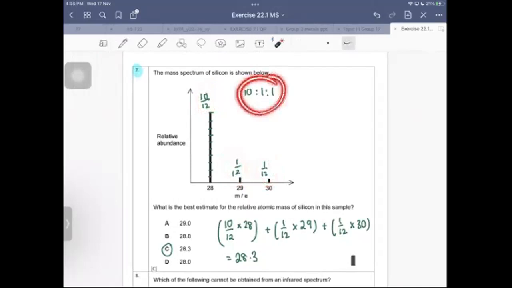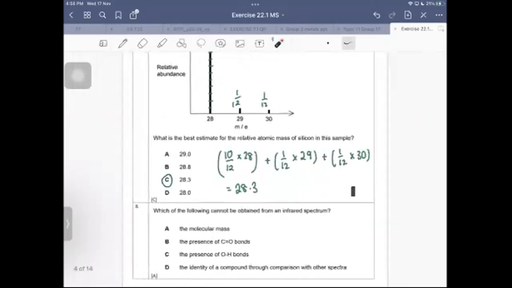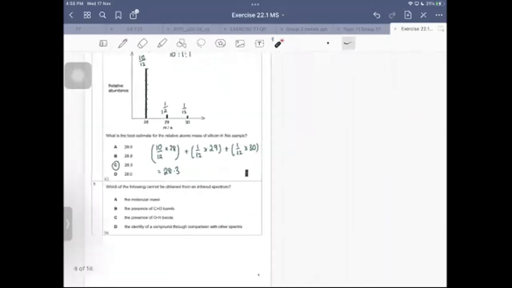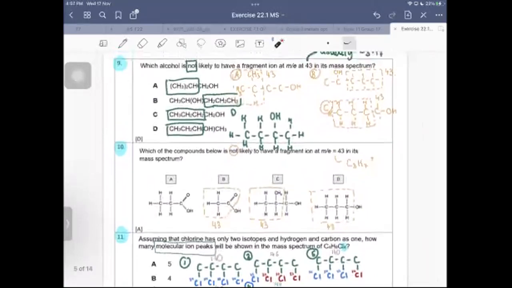Okay, how do I know that? I take the total of the numbers in my ratio, 10 plus 1 plus 1, the total is 12. So if you were to do the calculations like how you would normally do to find the relative atomic mass, you take the relative abundance times the isotopic mass for one isotope, plus the relative abundance times the isotopic mass of the second isotope, plus the relative abundance times the isotopic mass of the third isotope. You should get 28.3 or something close to that number. Okay, right. So the next ones we're going to look at are 9, 10, and 11.